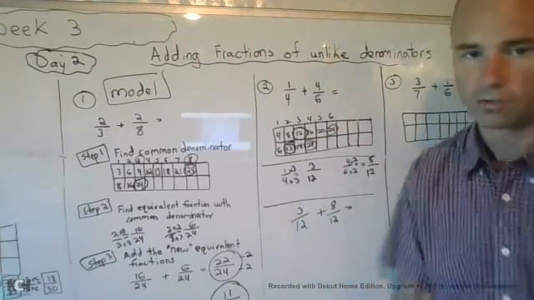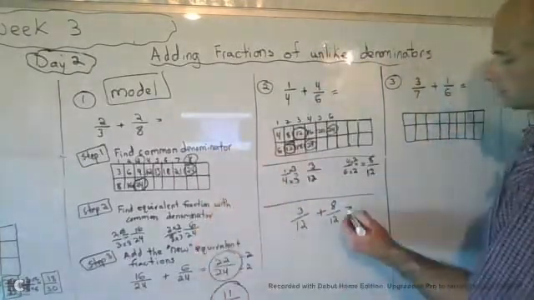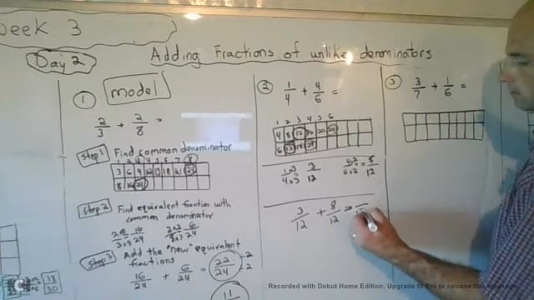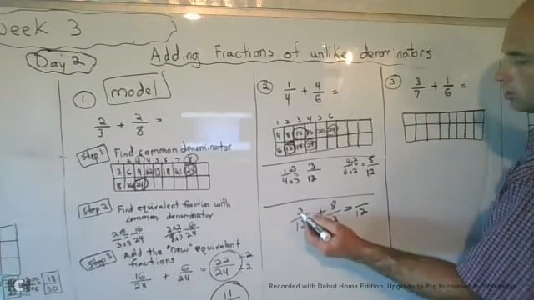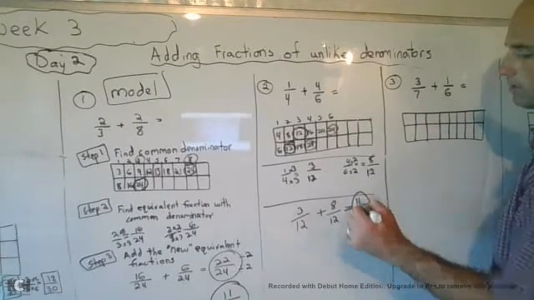We get, don't dare add those denominators. Don't do it. Don't add the denominator. Keep the 12. You just add the numerator. 3 plus 8 equals 11. 11/12.